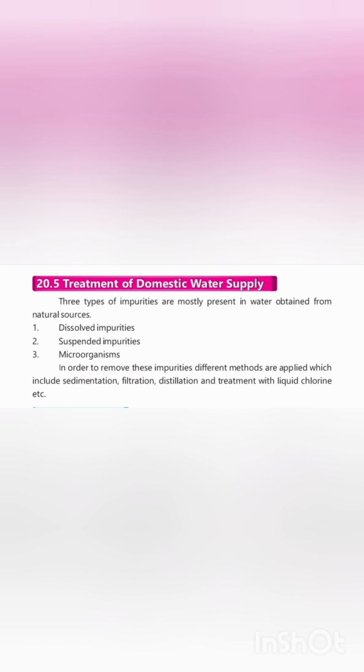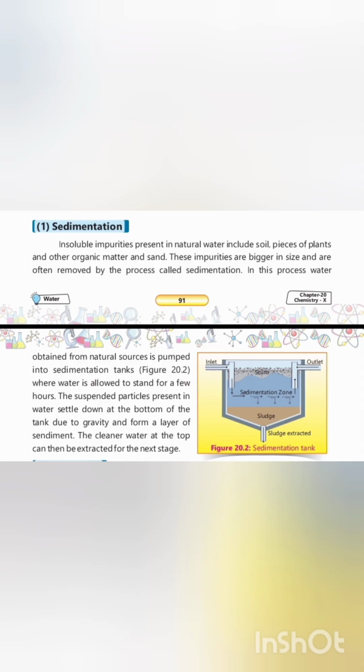To eliminate these, municipal water treatment facilities use a combination of physical and chemical purification methods. Let's break down the four core stages step by step. First, sedimentation. Purpose: to remove large, heavy, insoluble suspended impurities such as soil, sand, leaves of plants, and other organic matter. The process: raw water is pumped into large, specialized sedimentation tanks. The water is left completely still and allowed to stand for a few hours.